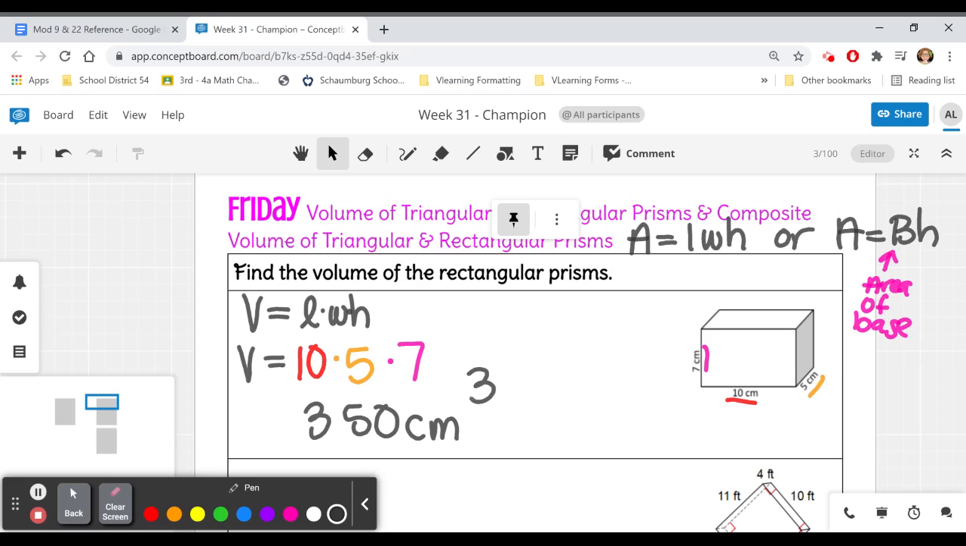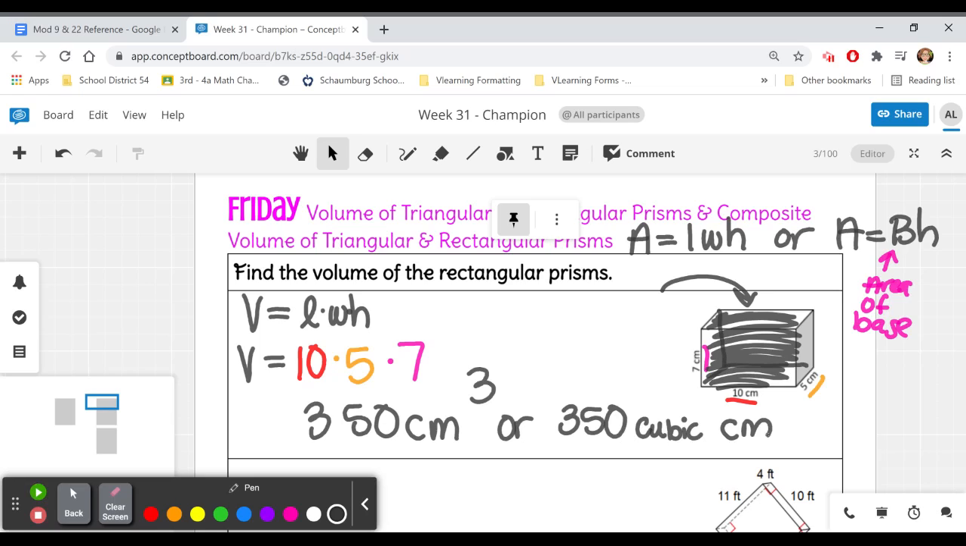Volume is if you were to take this three-dimensional object and completely fill it up to the brim. So that's everything inside. On Classic or on the quiz or test, you might see it as cubed with the 3 as an exponent, or you might see cubic centimeters. All right, let's move on to the next one.